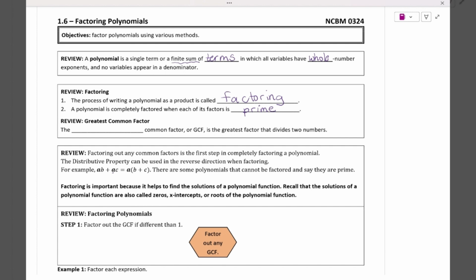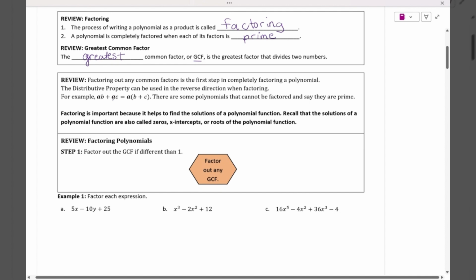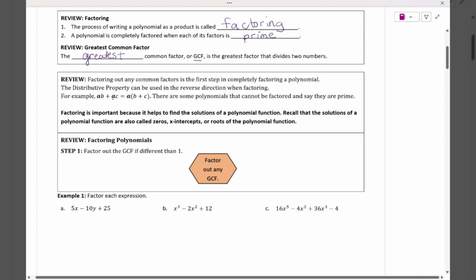The greatest common factor, or the GCF, is the greatest factor that divides the numbers. Every number can be divided by 1, but we're looking for something greater than that as well. More review. Remember that factoring out any common factors is going to be the first step when completely factoring a polynomial. It can also be thought of as doing the distributive property in reverse, or undoing the distributive property.